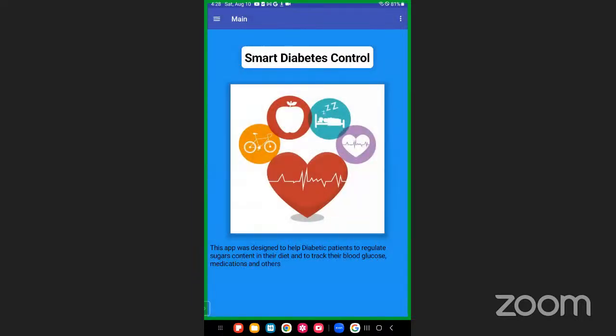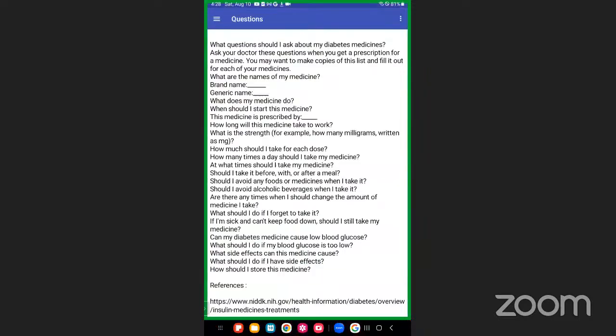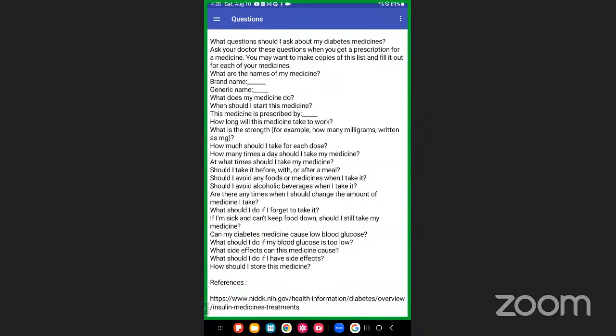Also here we have educational topics, like important questions to ask your doctor. Type 1, type 2, nutrition, fitness, treatment, insulin resistance, complications, follow-up. Patients can have an idea about this condition, like this one. We have some questions here that patients are asked by the doctor. You will be oriented about this condition.